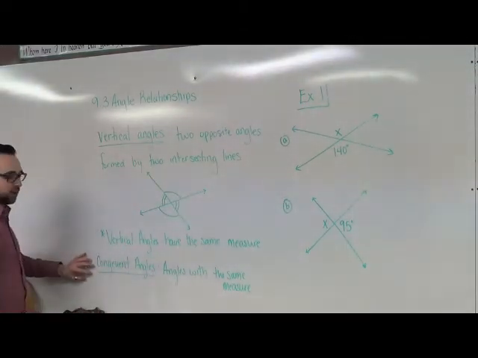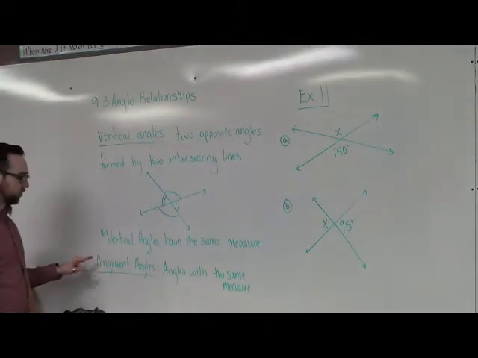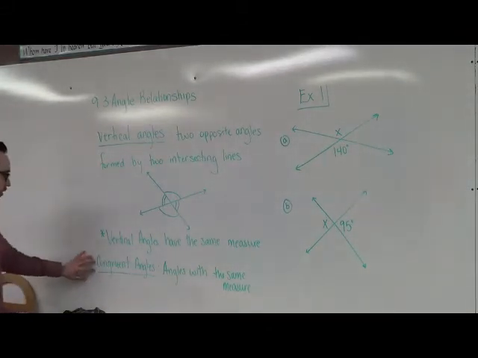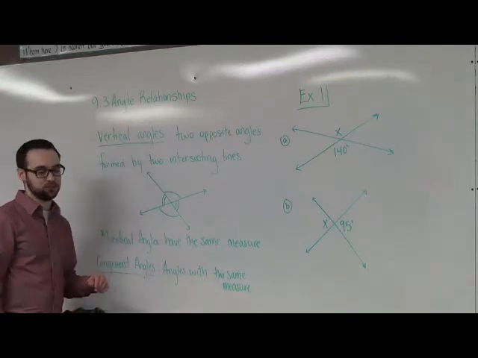What do we call angles that have the same measure? They're called congruent angles. So congruent is a word that you'll need to know for geometry one day. Congruent just means the same or equal. So we're saying there are two or more angles that have the same measurement.